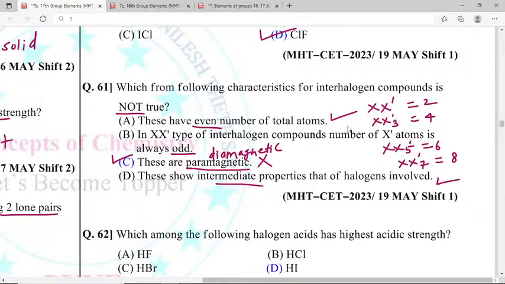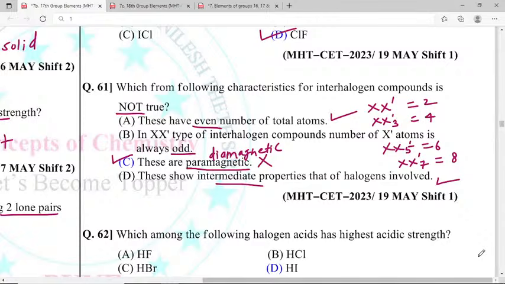Are you getting question number 61? So please note down question number 61. Very important question, IMP question. 2025-26 also, please mention question number 61. This is actually properties of interhalogen compounds. Such type of question is asked in your board exam: write the properties of interhalogen compounds. Get it, everyone?